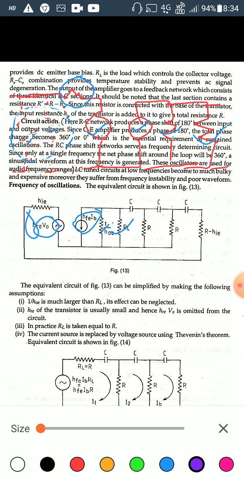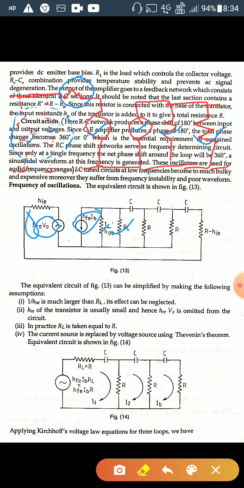Here h_oe is present, and their values are also given as such. This is h_ie, given there. This is h_re V0 induced. This is h_fe. This is R_L, h_oe, and this is h_re V0 on there. So this section you can identify.